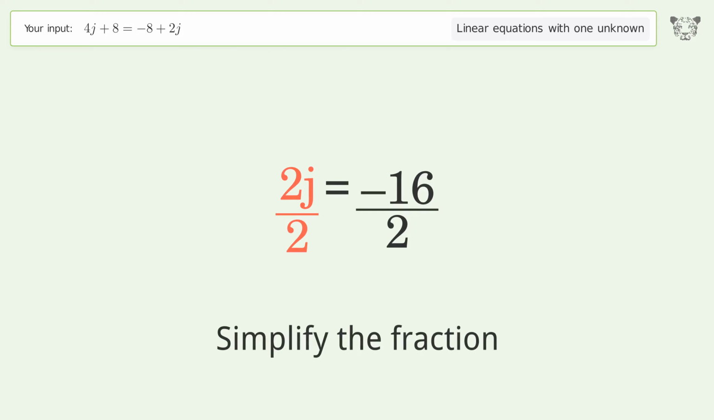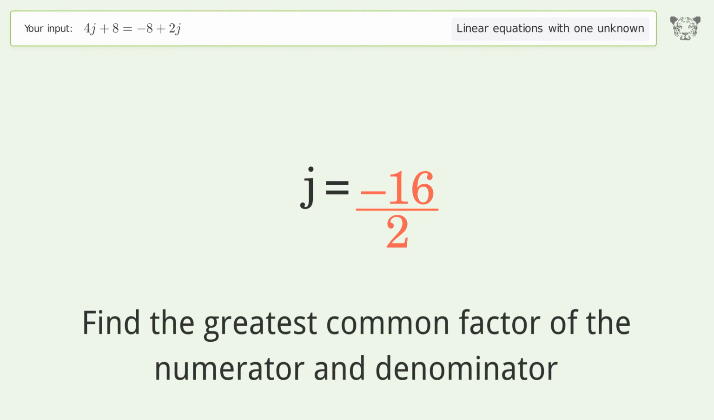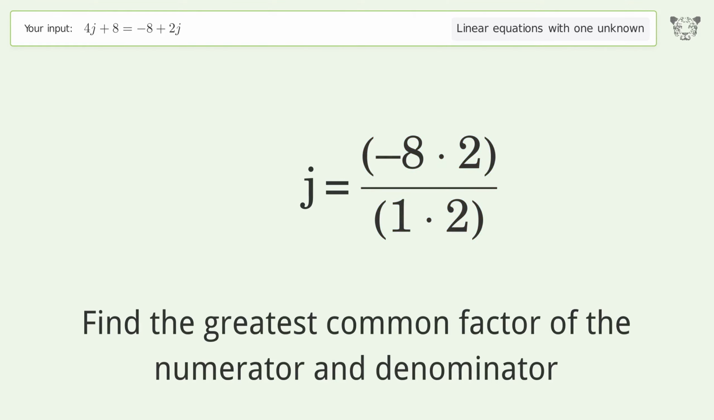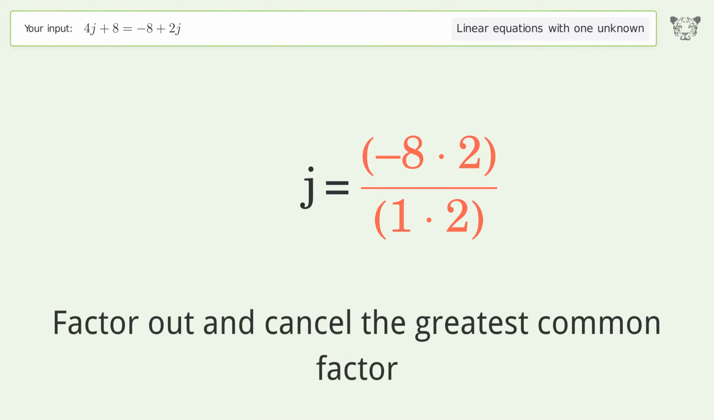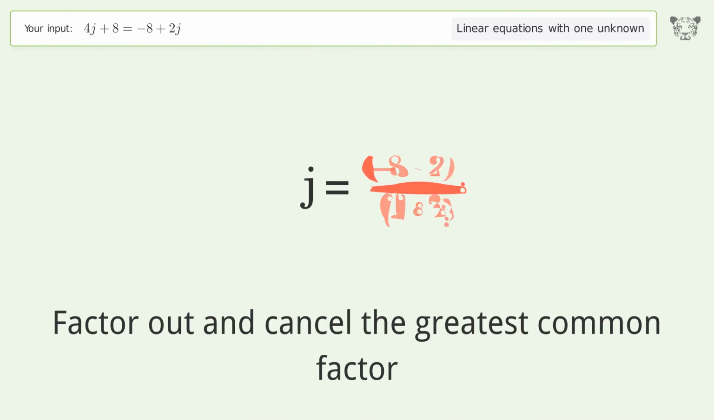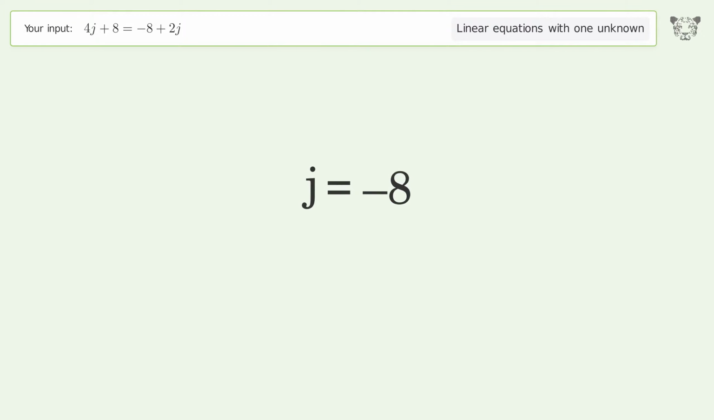Simplify the fraction. Find the greatest common factor of the numerator and denominator. Factor out and cancel the greatest common factor. And so the final result is j equals -8.